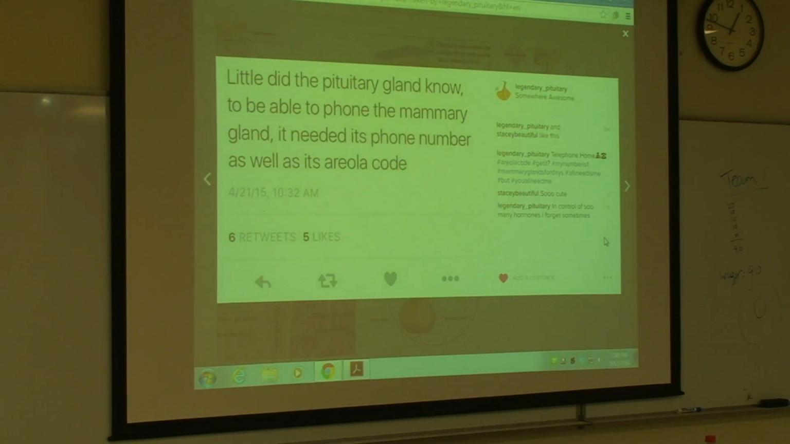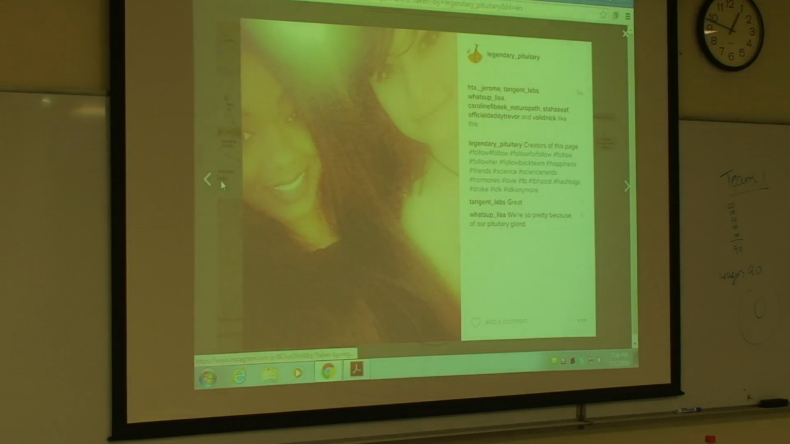Okay, so this is just a little fun fact. Little did the pituitary gland know, to be able to phone the mammary gland, it needed its phone number as well as its areola code. It's not that. And this is a picture of us, and the reason we are so beautiful is because of our pituitary gland.